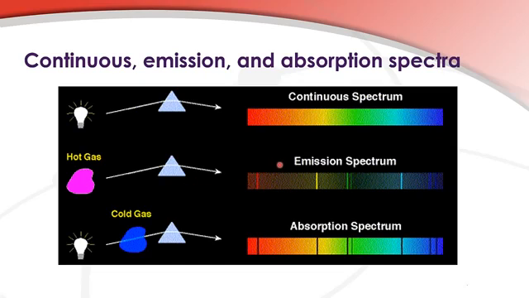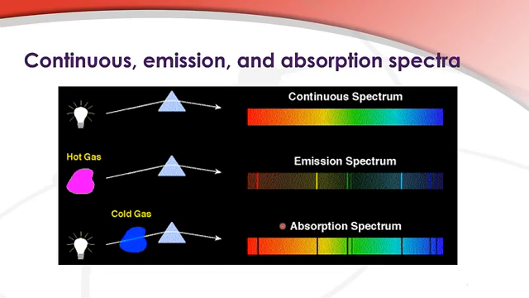So next we look at the emission spectrum. If you view a hot gas through a prism, you'll see colored lines on a black background. If we compare a continuous spectrum, which shows all the frequencies of visible light, then an emission spectrum shows only certain frequencies of visible light.